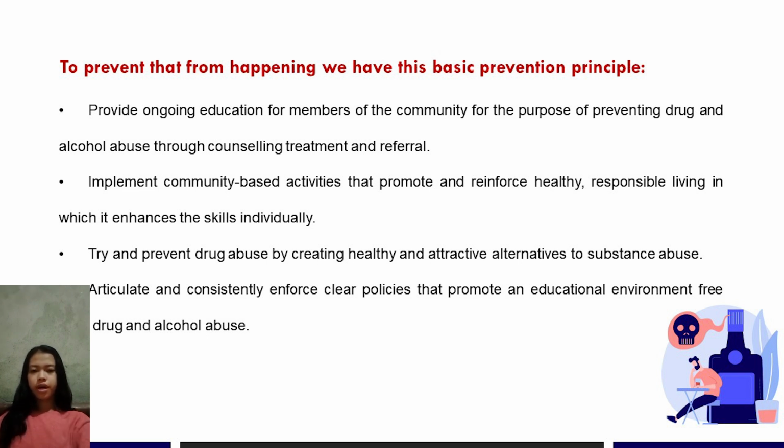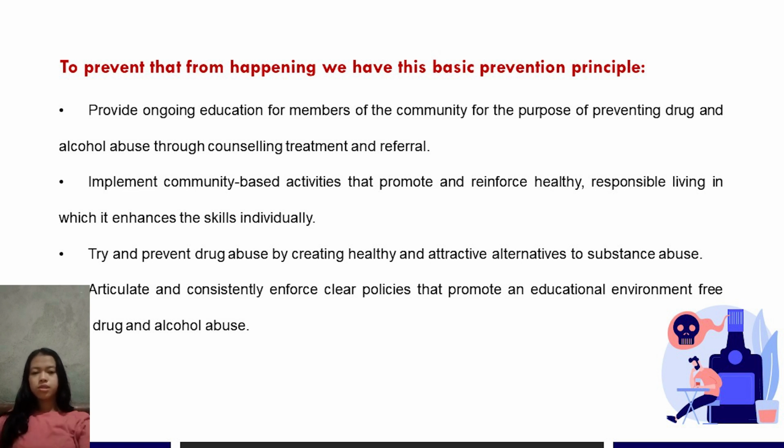The third one is to try and prevent drug abuse by creating healthy and attractive alternatives to substance abuse. One of the healthy and attractive alternatives to substance abuse is sports. The community must generate an activity or a program that will encourage the participation of everyone. For example, basketball. It will help them divert their attention, develop their skills individually, help them socially interact with others, and also help them build healthy relationships.